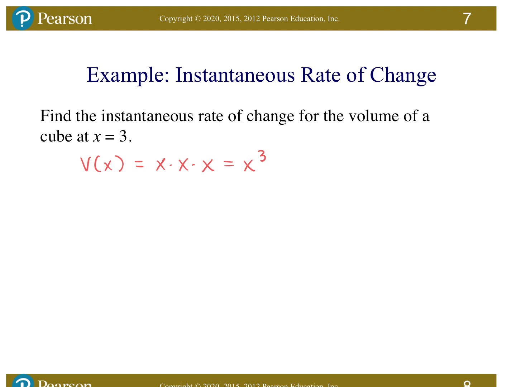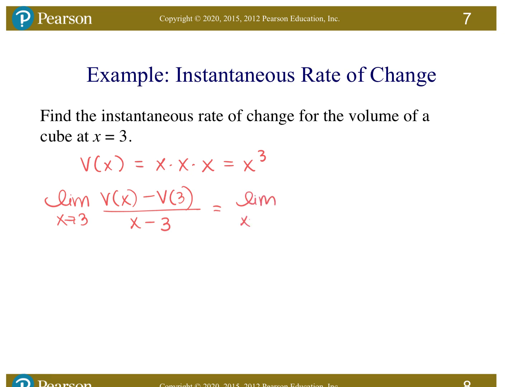Okay. Well, a cube is a rectangular prism, but a cube has all three sides the same. All right, so that's the formula you'll be working with. And if you want to find the instantaneous rate of that, you'll be doing the limit as x approaches 3 of v of x minus v of 3 over x minus 3. So you're going to have to know a little bit of your geometry rules before you jump into your calculus.